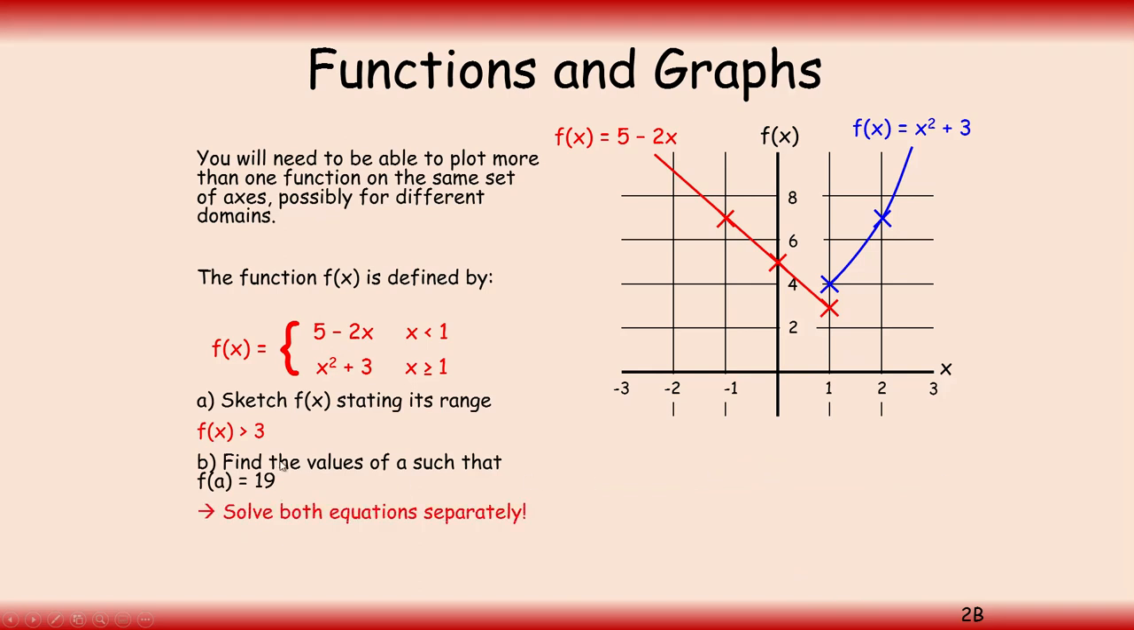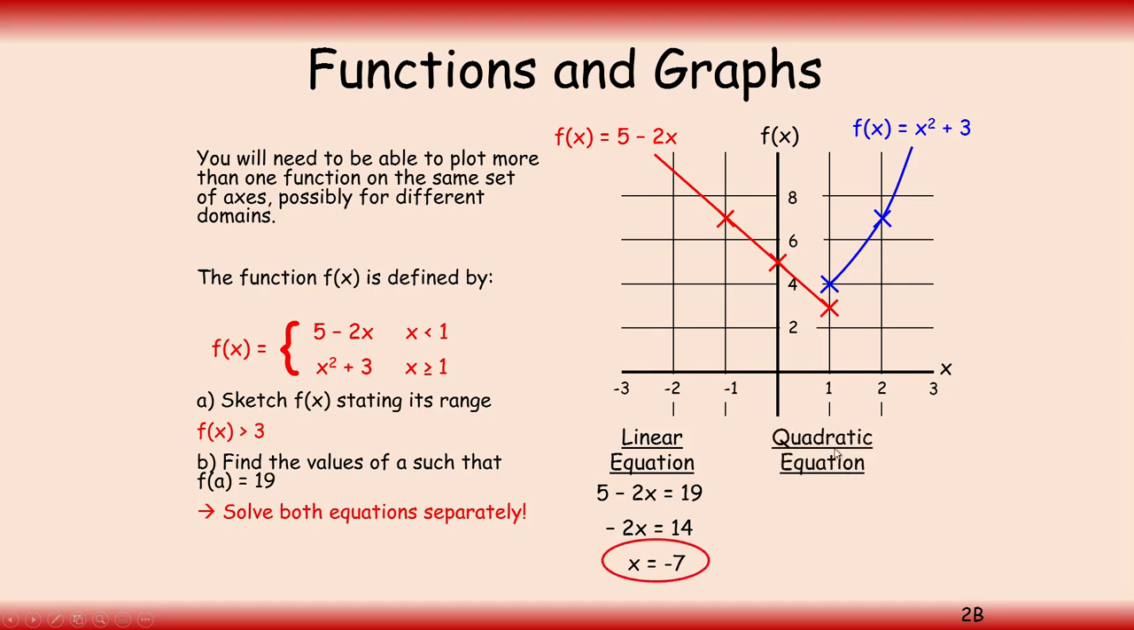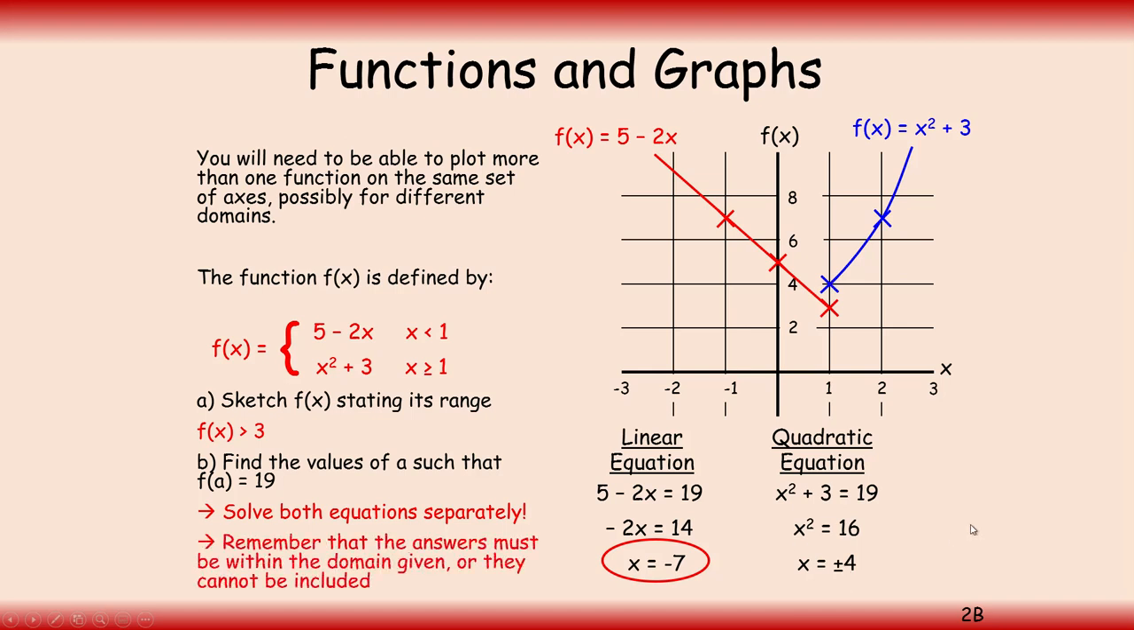And for part B, just got to equate the equations. 5 minus 2x equals 19 and solve. Quite good at doing this now. Taking the 5 over to the other side, minus 2x equals 14, so x is going to equal minus 7. And with the quadratic one, x squared plus 3, taking the 3 over the other side, we get 19 minus 3 gives us 16, so x is going to be equal to plus or minus 4. But this value is greater than or equal to 1, so it can only take the value of 4.